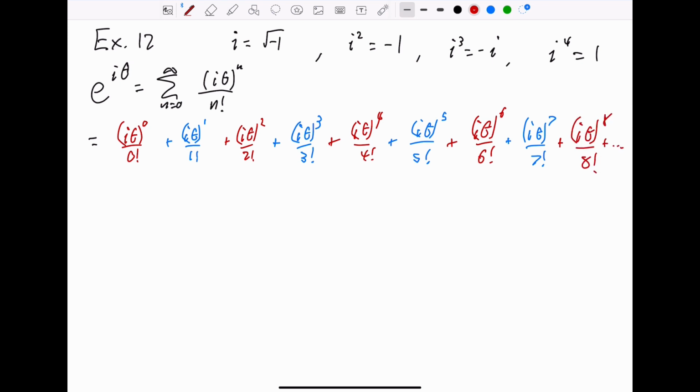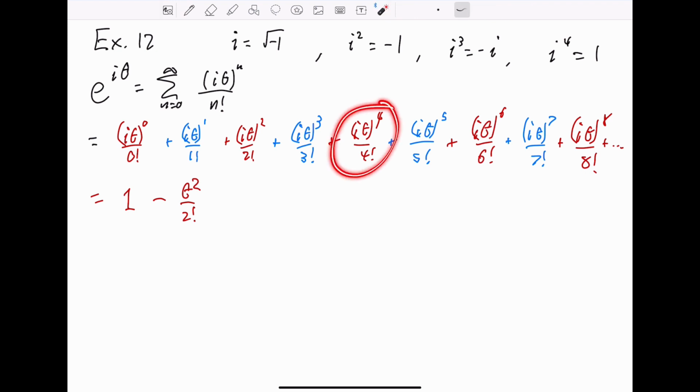Now let's group together the same color terms and simplify. i theta to the 0, well, this is just something to the 0, that's 1. So my first term here is 1. Then I'm going to take the second even power term, and I'm squaring i. So instead of writing i theta squared, I can write this as i squared theta squared. And I will replace the i squared with -1. My next term is negative theta squared over 2 factorial.